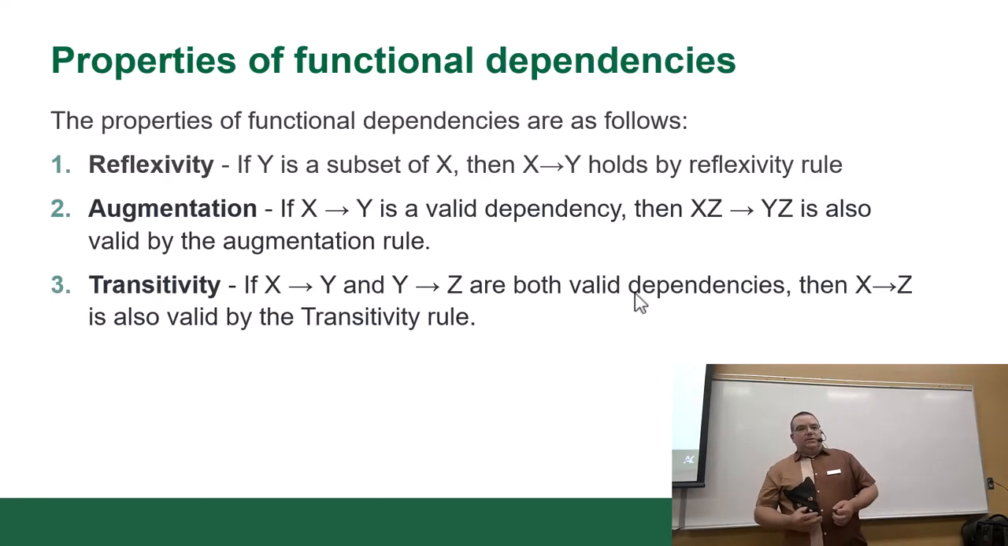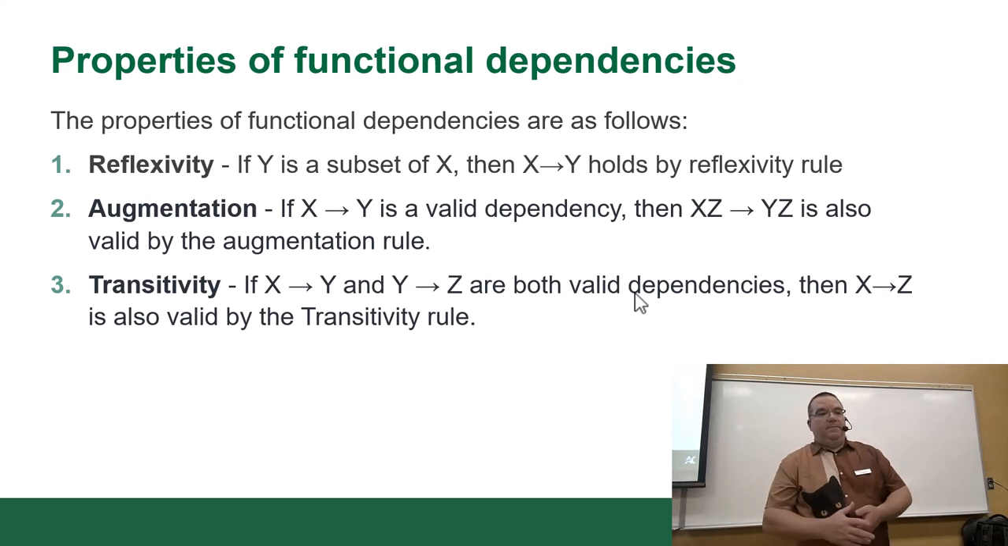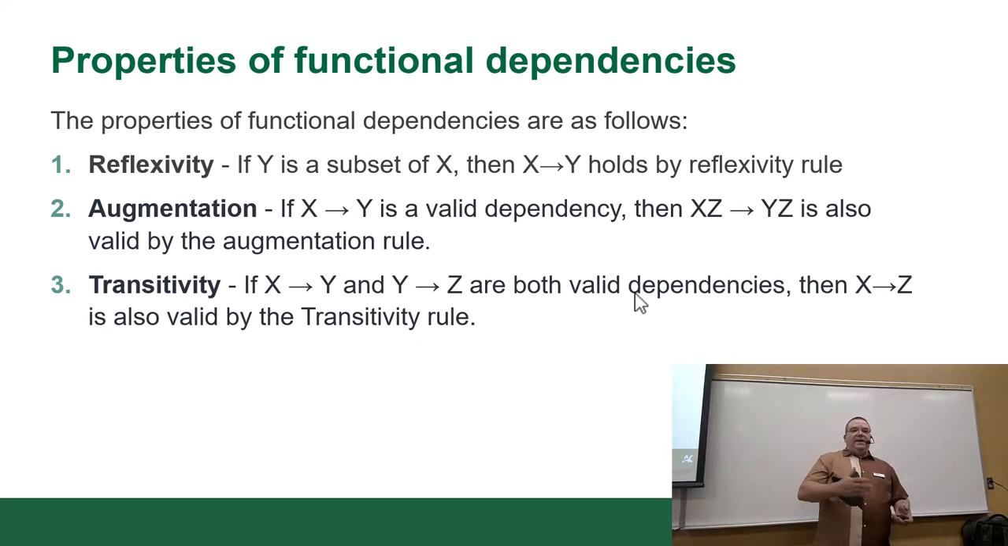All right. So the properties are as follows. Reflexivity. Man, that didn't want to come out. Reflexivity. So if Y is a subset of X, then X determines Y. Fairly straightforward concept. So if Y is a subset of X, X determines Y. Augmentation. If X determines Y as a valid dependency, then XZ would also determine YZ. So if Z's on both sides, it works.